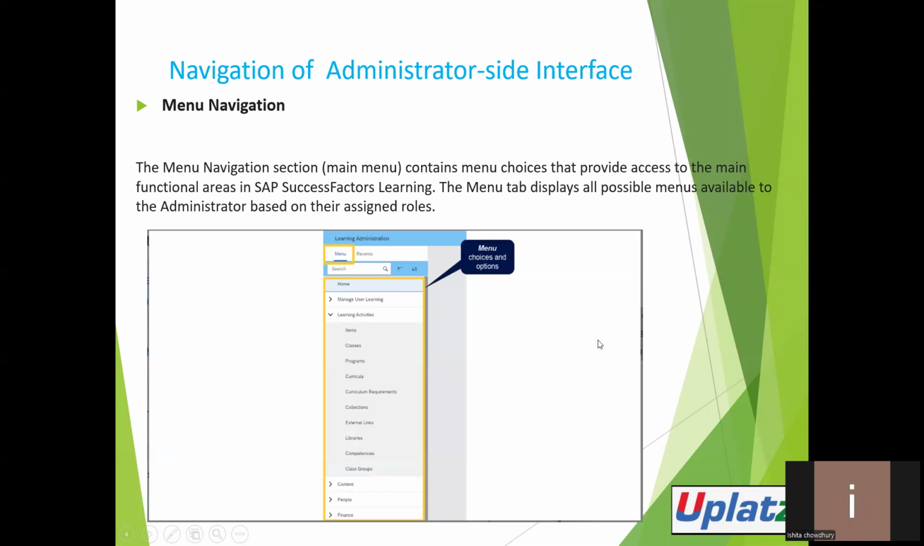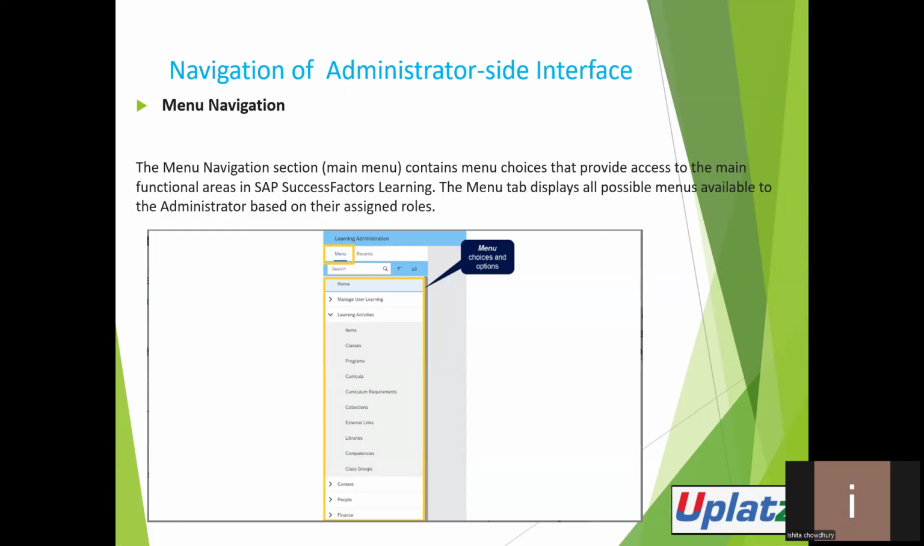Now, coming to the first topic, which is the menu navigation, important functionality in the administrator side of the interface. The menu navigation section, which has multiple menu choices and options, the one that you see is expanded on the screen, plays a very important role or a key role in handling all of the functionalities on the system. So this is the key functionalities of the SuccessFactors learning management system. Without defining each of the functionalities, it is practically impossible to understand the definition of each of the entities which are available on the menu navigation option. So let's look at each of them.